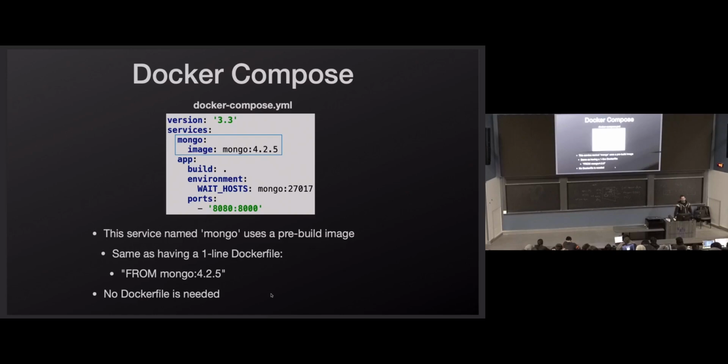And I don't even need a Dockerfile for that. My Dockerfile would be one line. Docker Compose has syntax to be able to start with an image. I'm just going to start with that image and be done with it.